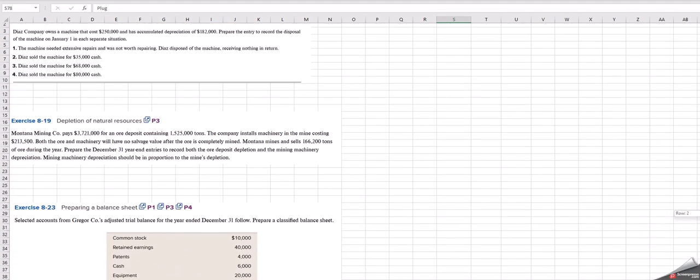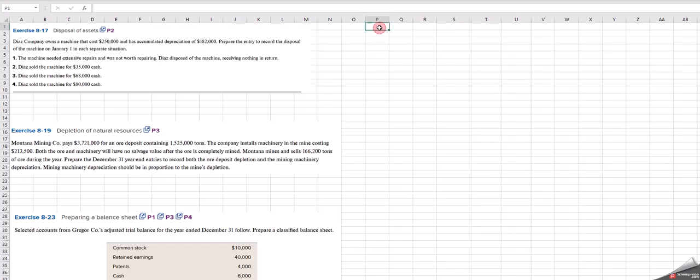All right, so then now I'll go back up. So this one we have the disposal of assets. So I will have a date because I think they want us to do our journal entries. Then our account, and then the debit, and then the credit.